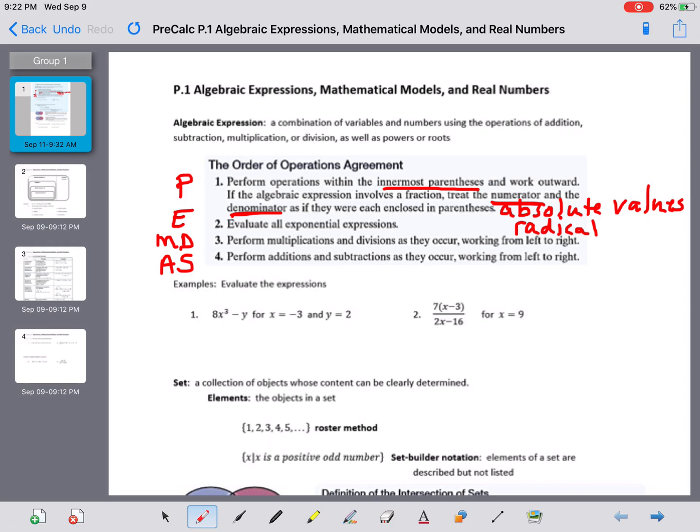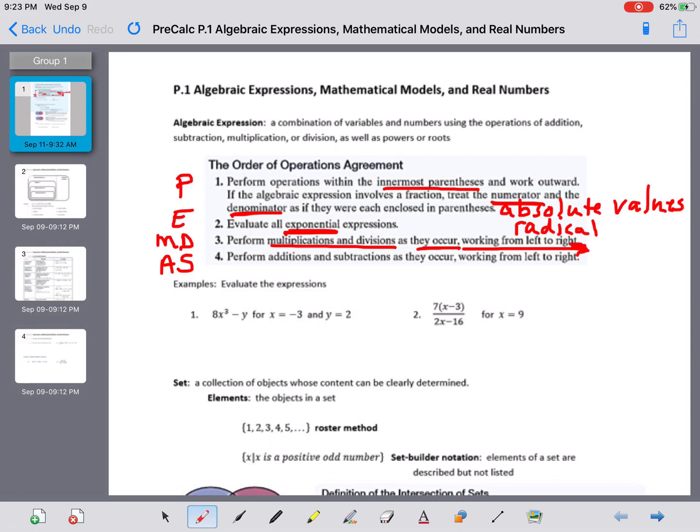Our E, in please excuse my dear Aunt Sally, stands for evaluate all exponents. So if we see any exponents, do what we can to simplify those before we move on. M and D, I did not make a mistake when I wrote them together. They do go together. They should not be separated. And this is our multiplication and division, and what's super important is they occur working from left to right. So it is okay to divide first if it appears first in your number sentence.